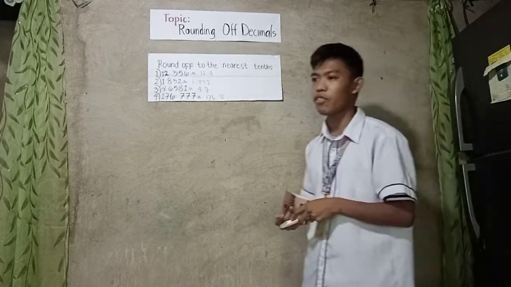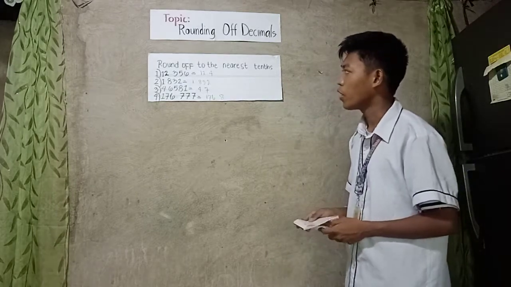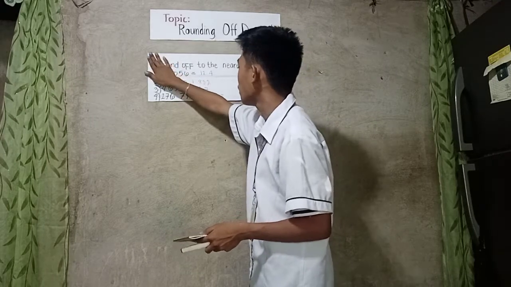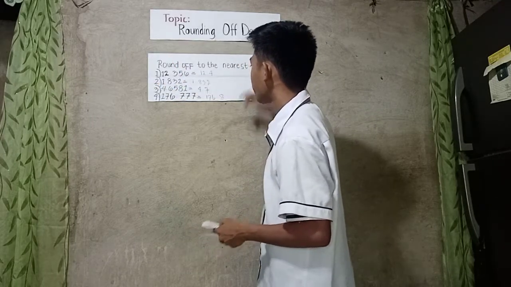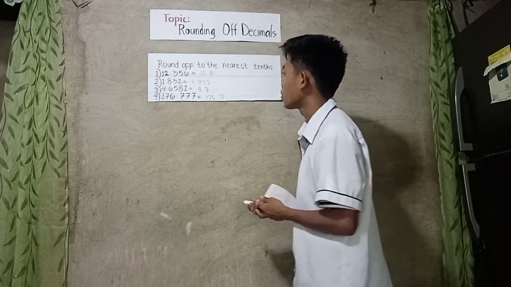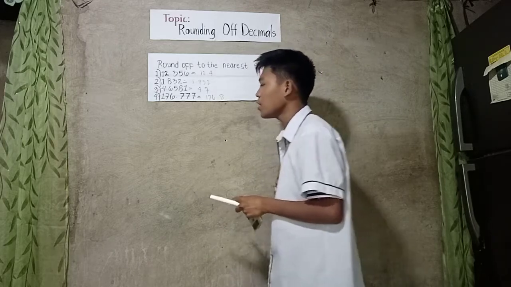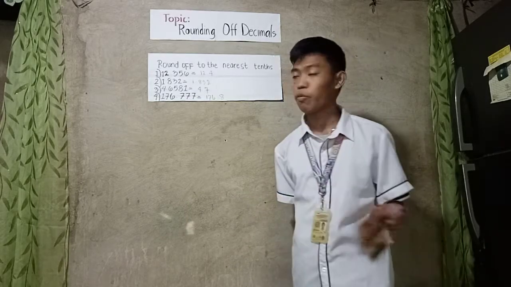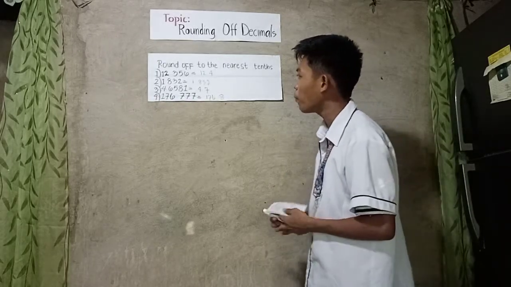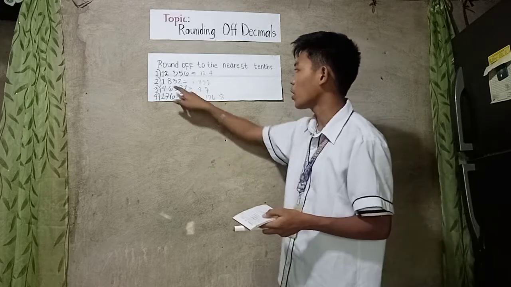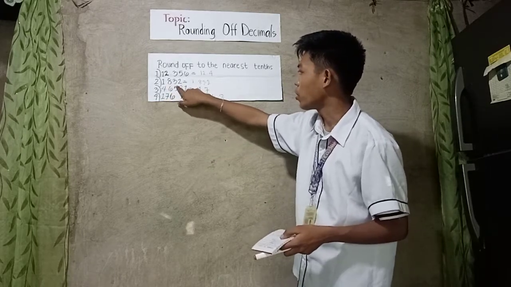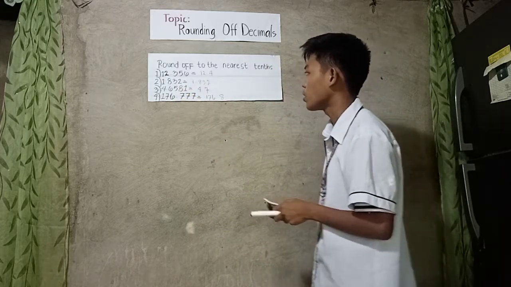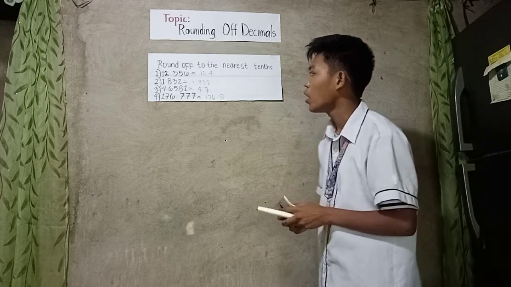So how did you get the answer for number 1? What makes it 12.4? Starting from the decimal point, we have ones, tenths. So the digit next to it is 6. So 6 is bigger than 5, so it will become 12.4 instead of 12.3. For number 2, we have 1.832. Starting from the decimal point, we have ones, tenths. So the digit next to it is 2. So it will be the same. The answer is still 1.832.